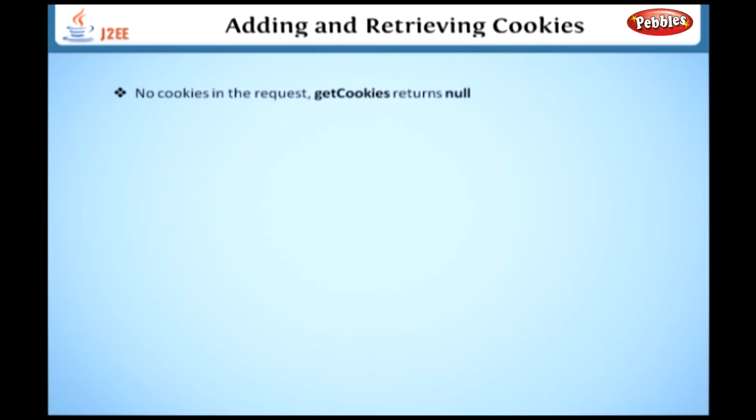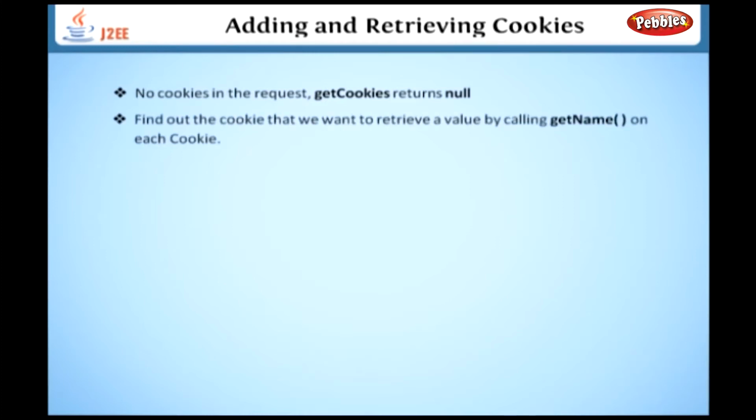Once we've got the array of cookies, we have to find out the cookie that we want to retrieve a value from by calling getName on each cookie. Once we've found the cookie, then we can call the getValue method to retrieve it. Let's move on to discuss a sample program that illustrates setting and reading cookies in the next lesson.